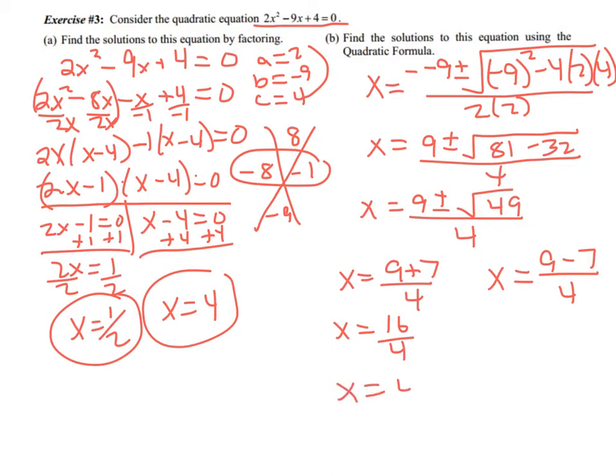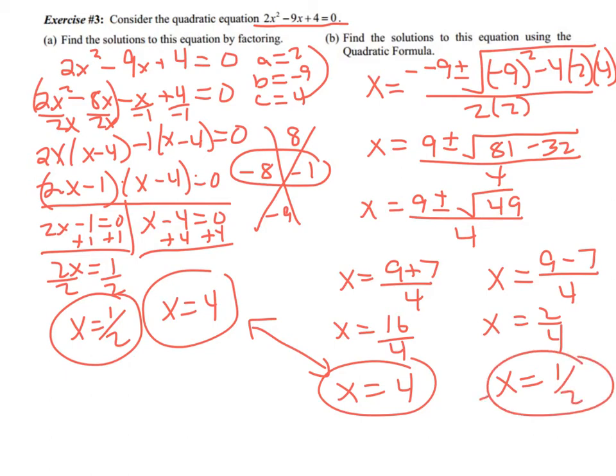So in this case, you get 16 divided by 4. So one answer is 4. Bingo, matches up. And the other one, x is equal to 2 divided by 4, which of course reduces to 1/2, and that one matches up. So you can see it either way.